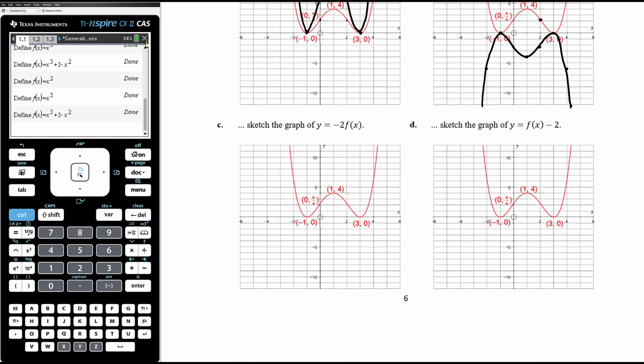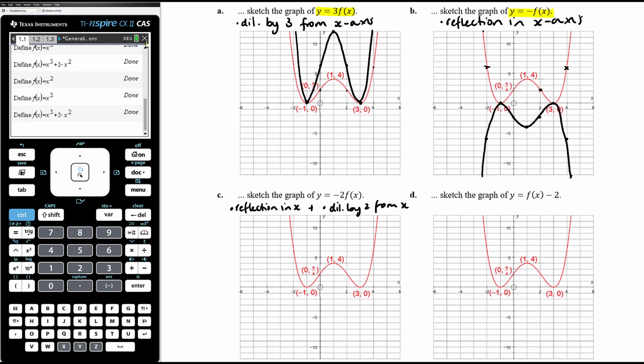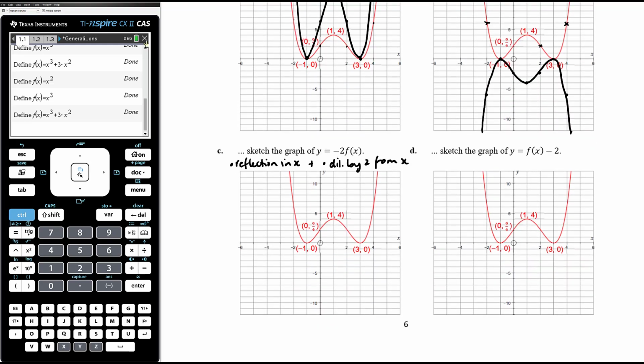Sketch the graph of -2 times f of x. Okay, so we've got two things happening there. We've got the reflection in the x-axis, plus we've also got a dilation by 2 from the x-axis. So we're combining together the two things that we just did, although, no, sorry, we dilated by 3 up here. So we're going to double the y value. It's going to come up to 1, 8. That's the dilation by a factor of 2. And then when we also reflect that, it's going to come down here to 1, -8.